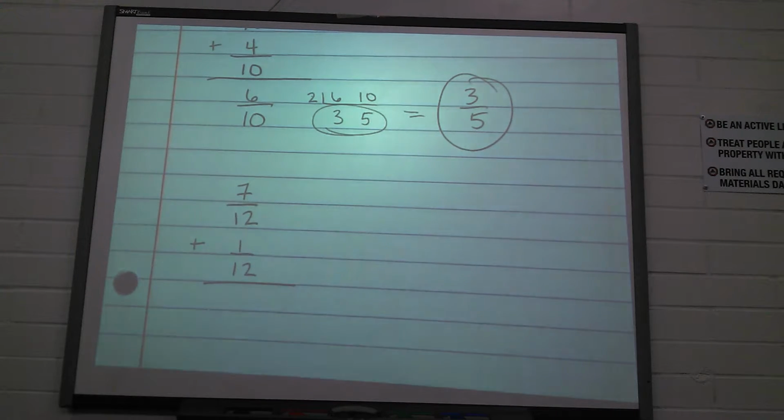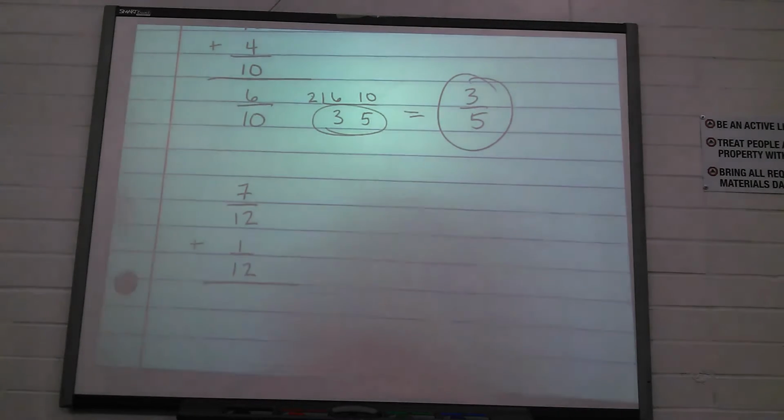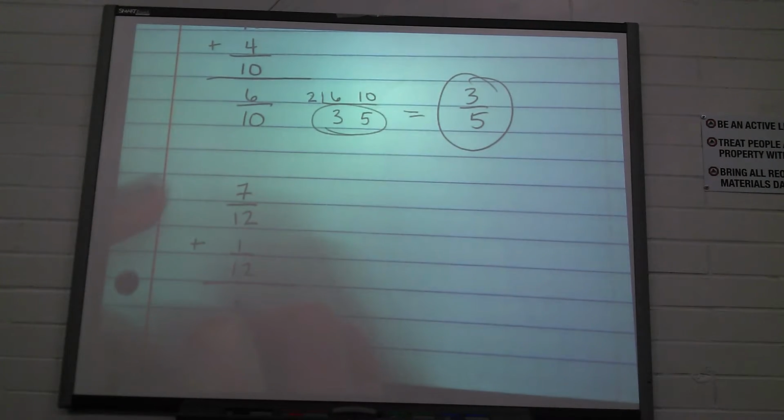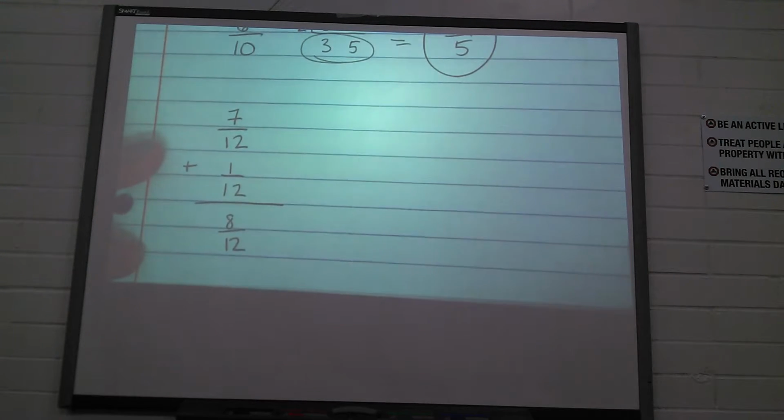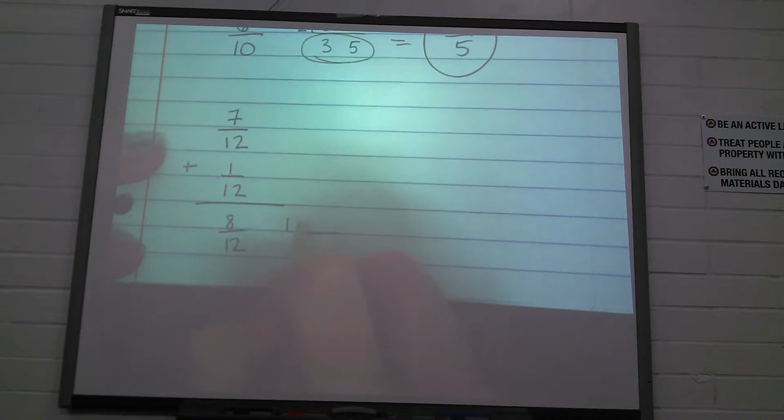All right, let's check your answer, and I'm going to go through this pretty quickly. Our denominators are the same, so let's look at our numerators. 7 plus 1 is 8. 8/12, and I think I can reduce that. I'm going to double check. Let's put that into the division ladder, and I know 2 goes into both of them.